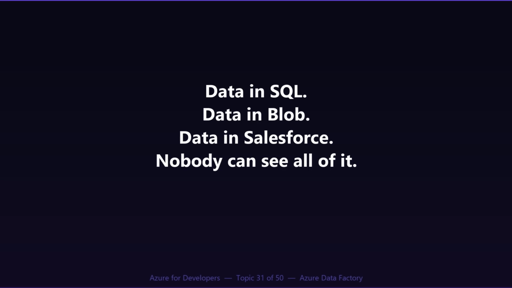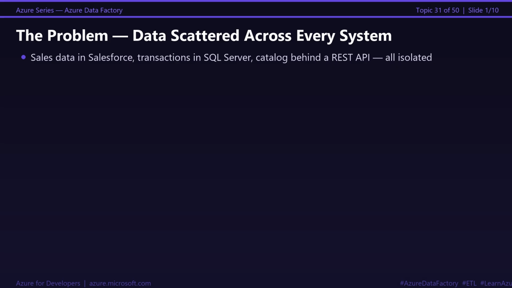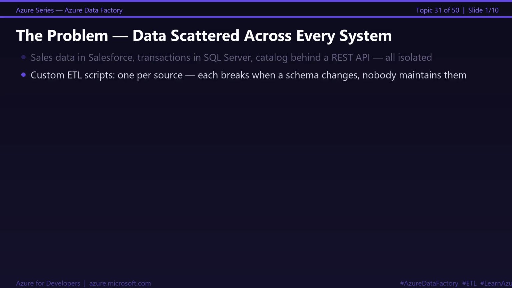Your sales data lives in Salesforce. Your transactions live in SQL Server. Your product catalog lives behind a REST API. Your historical records live on-premises. Marketing wants a unified dashboard combining all four.